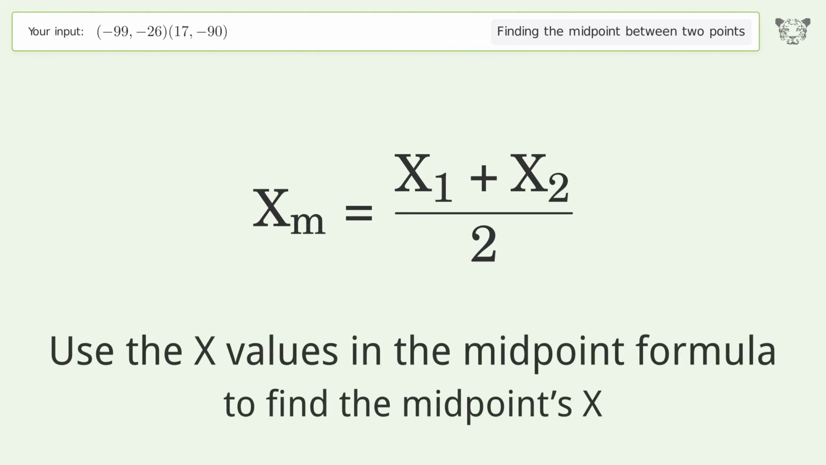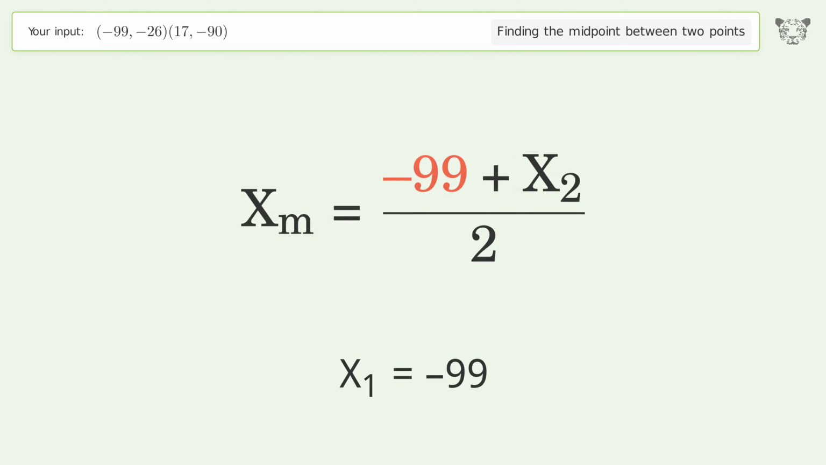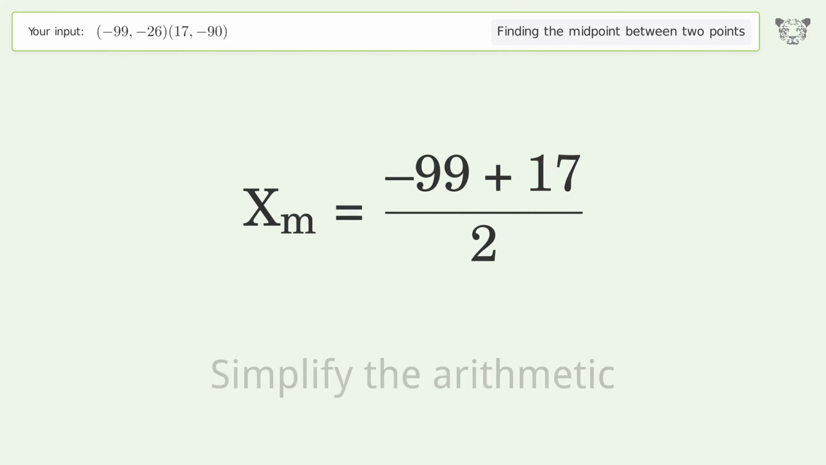Use the x values in the midpoint formula to find the midpoint's x. x1 equals -99. x2 equals 17. Simplify the arithmetic.